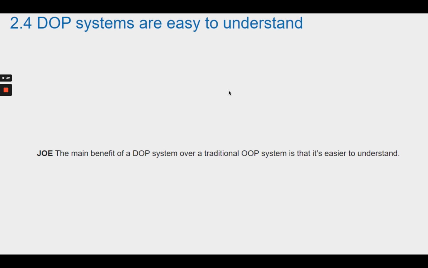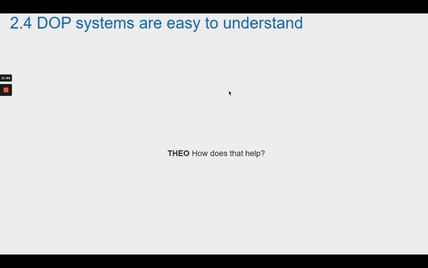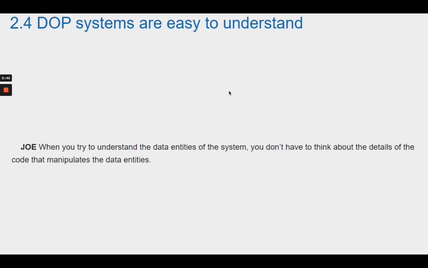easier to understand." Theo: "What makes it easier to understand?" Joe: "The fact that the system is split cleanly into code modules and data entities." Theo: "How does that help?" Joe: "When you try to understand the data entities of the system, you don't have to think about the details of the code that manipulates the data entities."